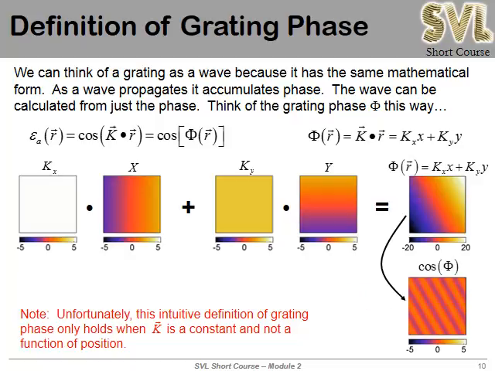So this all seems well and good, but what we'll find out when we try to spatially vary something and our grating vector becomes a function of position, is that this breaks down and requires us to handle this differently.